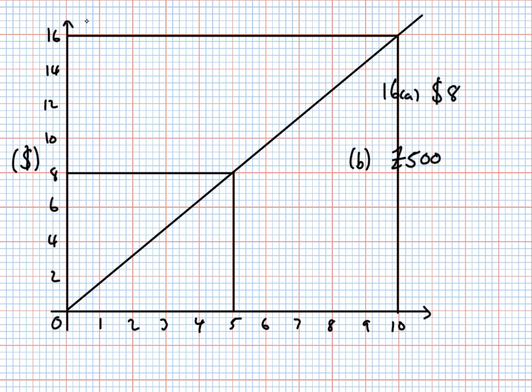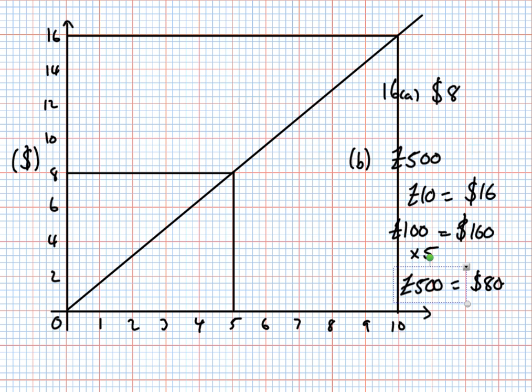So if I know that £10 is equal to $16, I can times it by 10, and that tells me then that £10 gives me $160. And if I times that then by 5, that's then £500. You can put that in a calculator if you want, or you can work it out directly. It's $800.